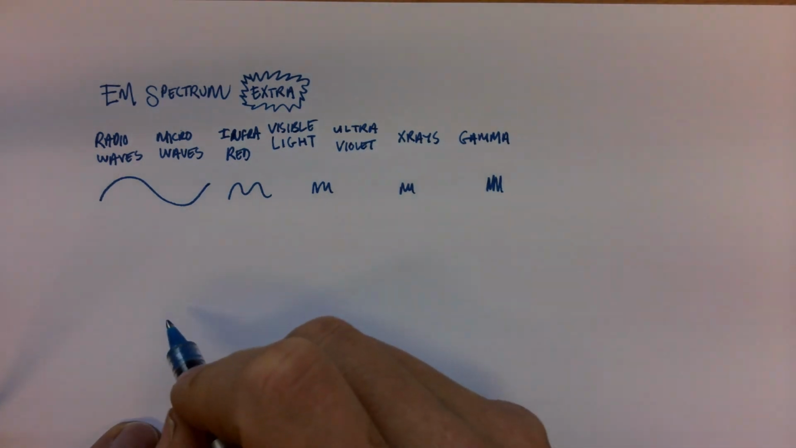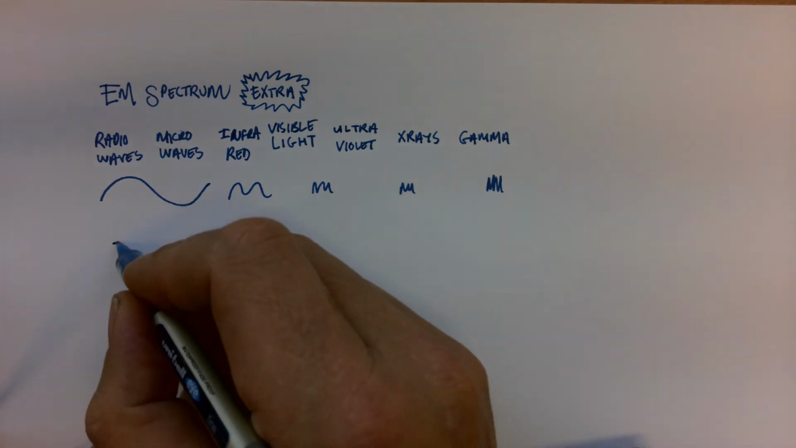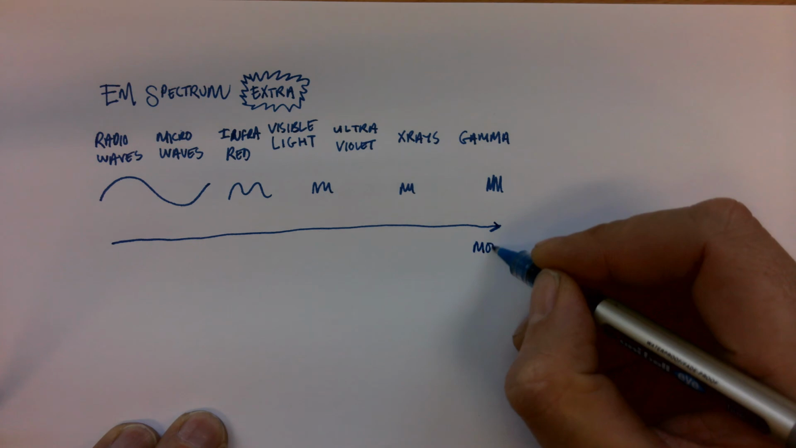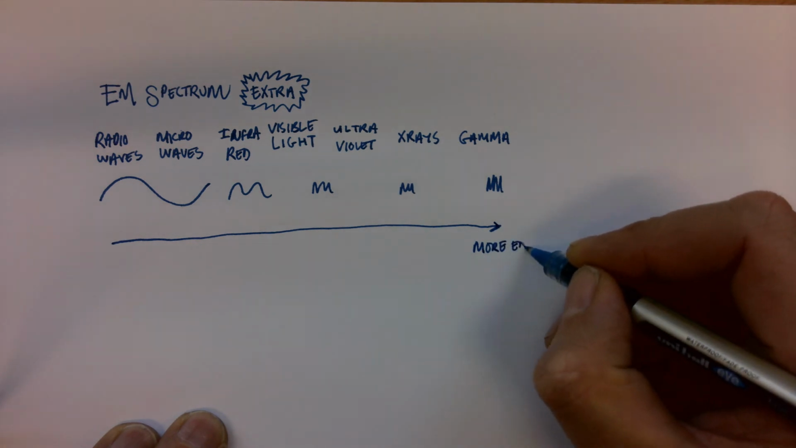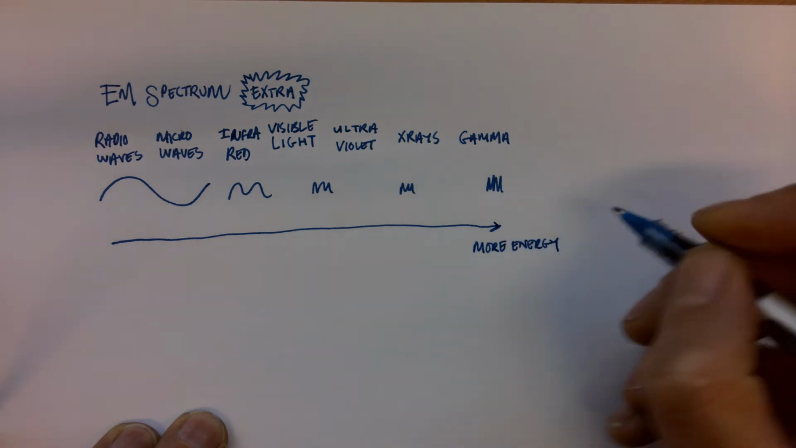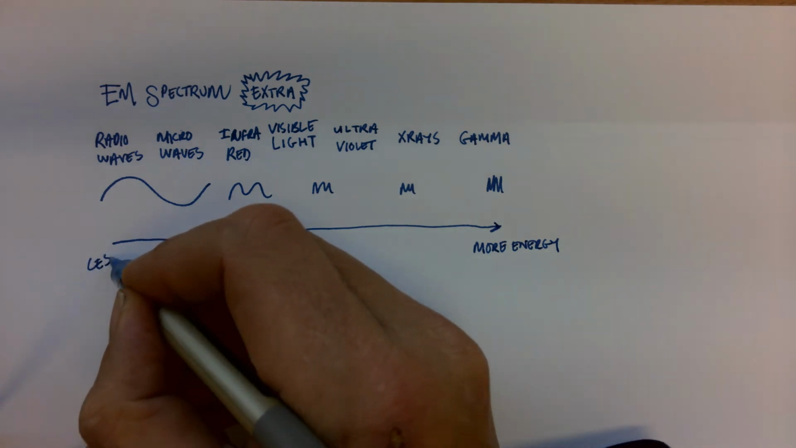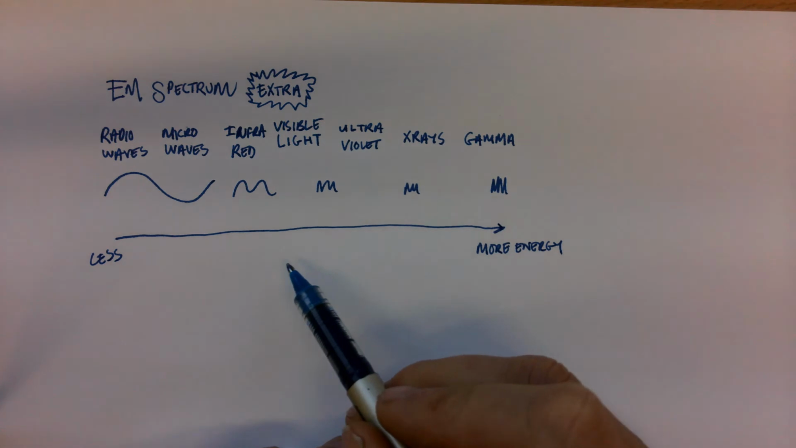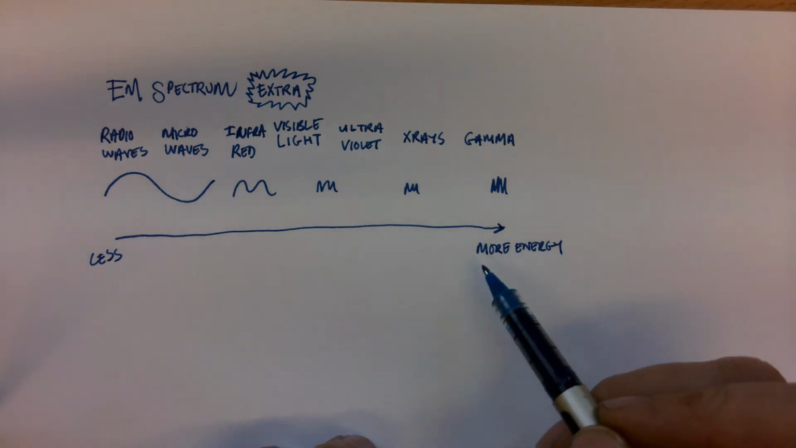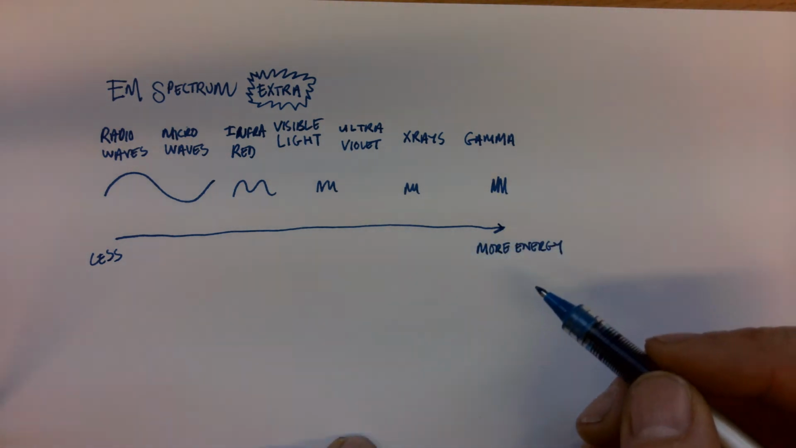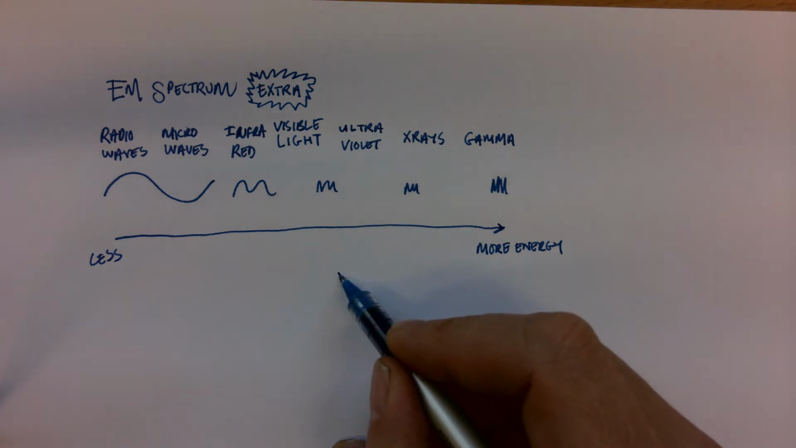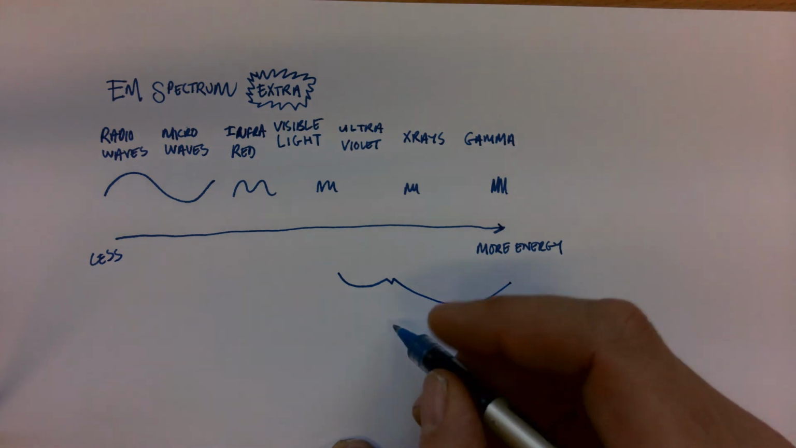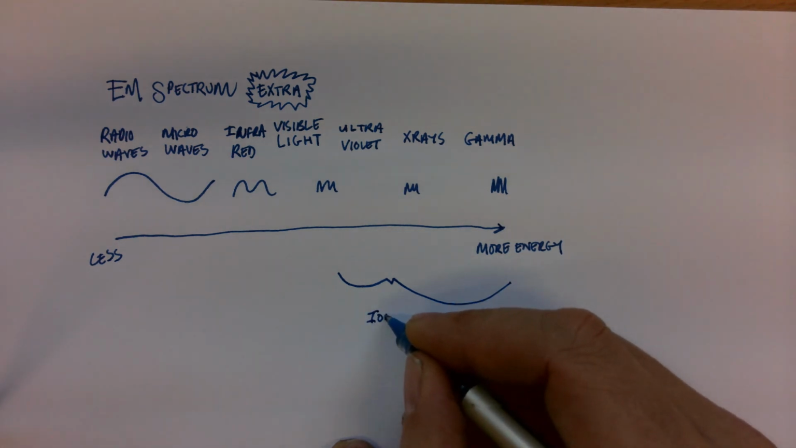One other thing that we can add to this is that as we move along this way, these ones have got more energy and these ones have got less. Because of that, the ones up at this end are more energetic and more dangerous. And in fact, the ultraviolet, X-rays and gamma are all ionizing.